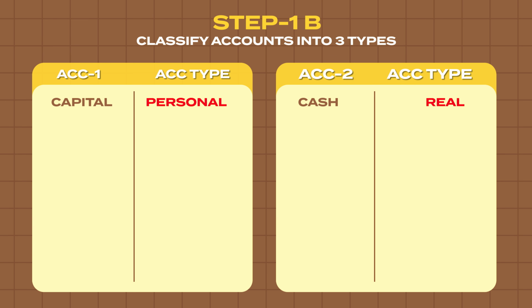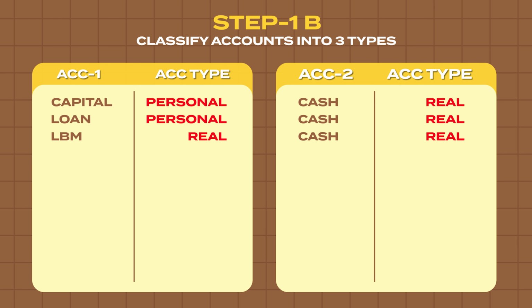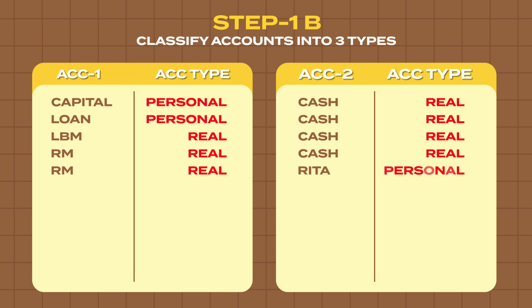Transaction number 2, loan. Whose loan? Bank's loan. Bank is personal. Cash, real. When you bought land, building, machine, the two account heads are land building machine and cash, both are real. When you purchase raw material and cash, again, both are real. When raw material was purchased from Rita, the two account heads are raw material and Rita. Raw material is real, Rita is personal.